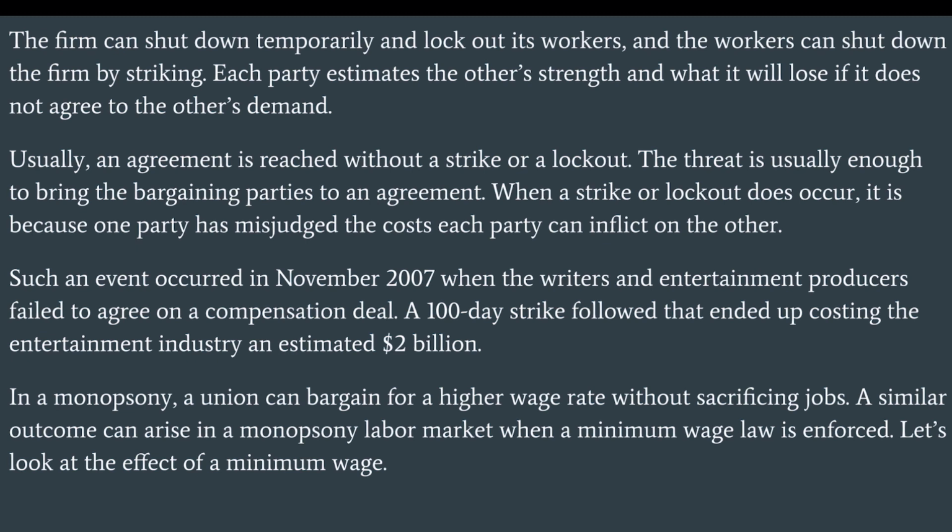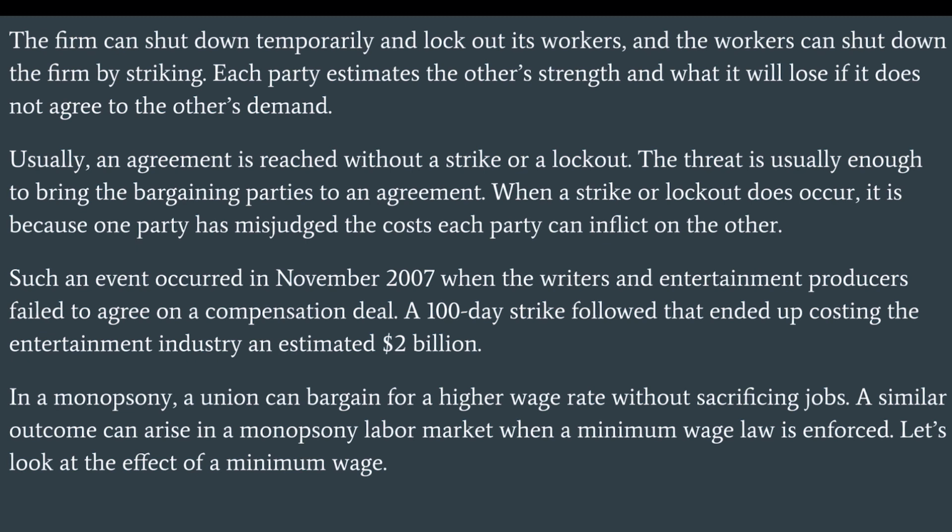The firm can shut down temporarily and lock out its workers, and the workers can shut down the firm by striking. Each party estimates the other's strength and what it will lose if it does not agree to the other's demand. Usually, an agreement is reached without a strike or a lockout. The threat is usually enough to bring the bargaining parties to an agreement.